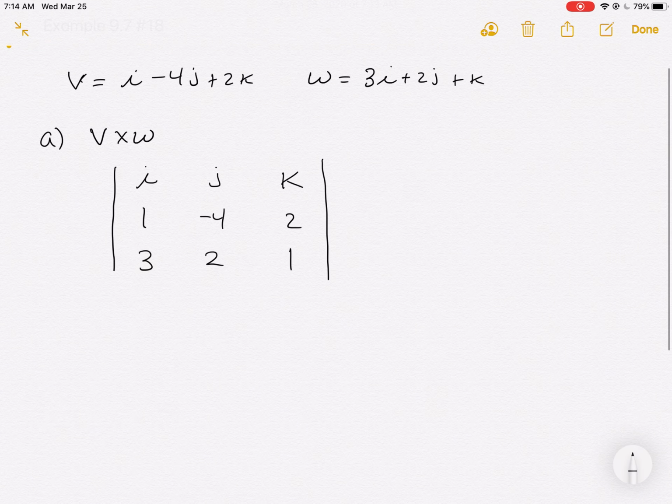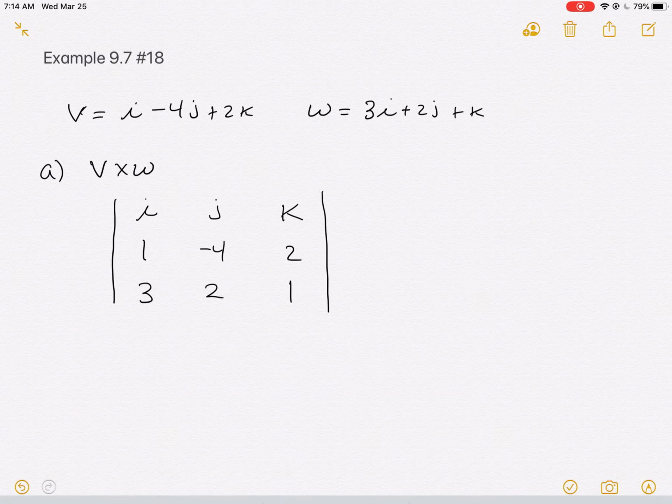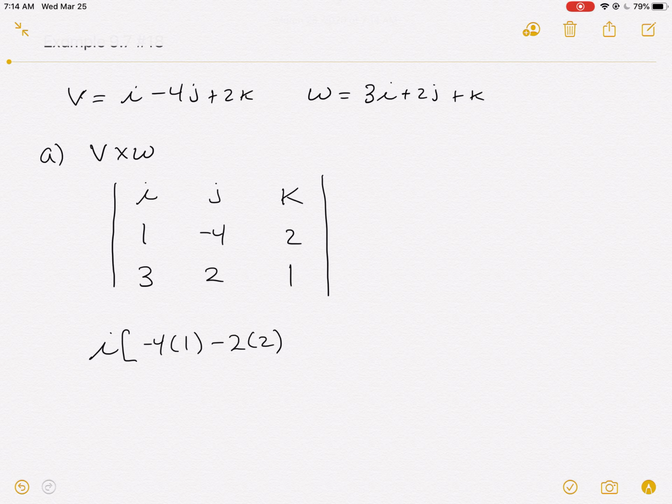And so if we follow that same 3 by 3 determinant that we did earlier, we have this. We will say that it's going to be i times, and then we'll look at negative 4 times 1 minus 2 times 2. Just to show you, we're looking at the determinant of this matrix right here when we're dealing with i, because we get rid of its row and its column. And so negative 4 times 1 minus 2 times 2 is the first one.